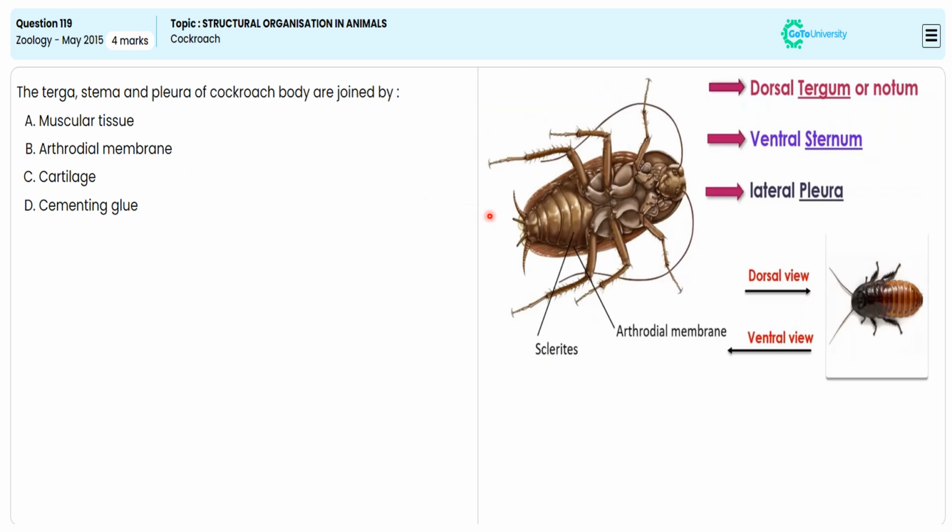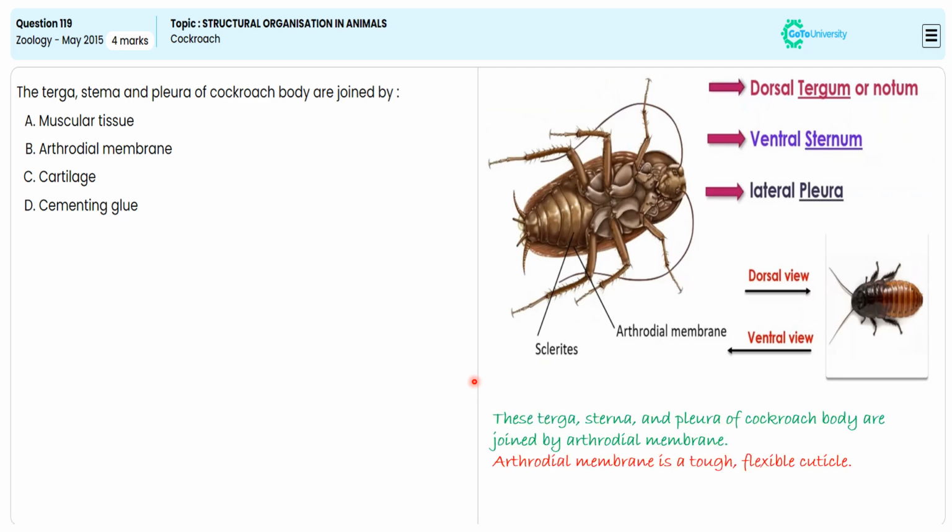What are the points we told with this picture and these options? We are giving them as a point-wise narration to take as NEET notes for future reference. The terga, sterna and pleura of the cockroach body are joined by the arthrodial membrane. The arthrodial membrane is a tough, flexible cuticle. The arthrodial membrane is elastic in nature. With this specification, we are choosing option B as the correct answer to secure 4 marks.